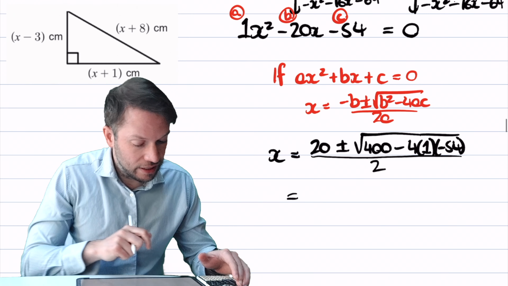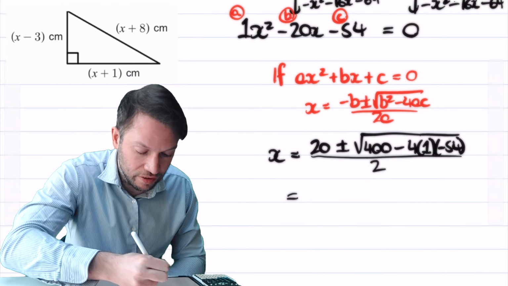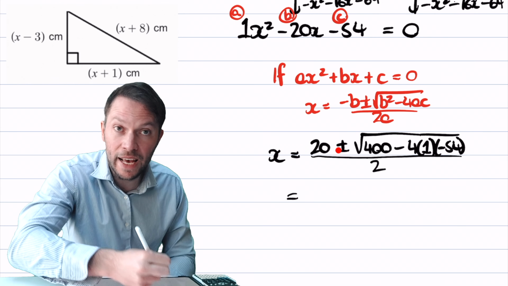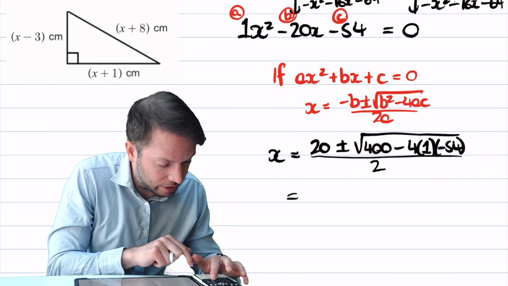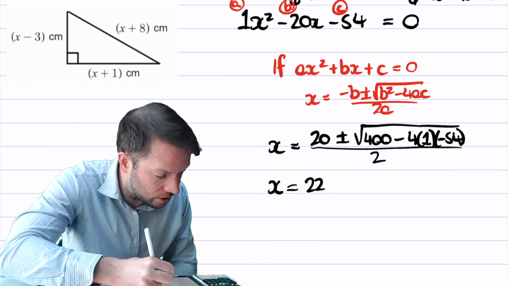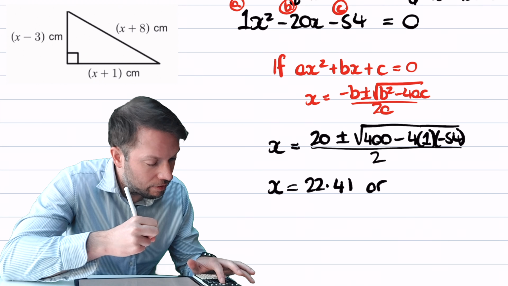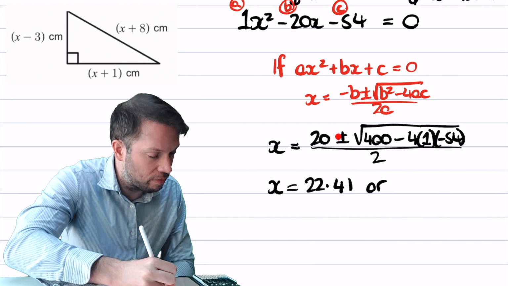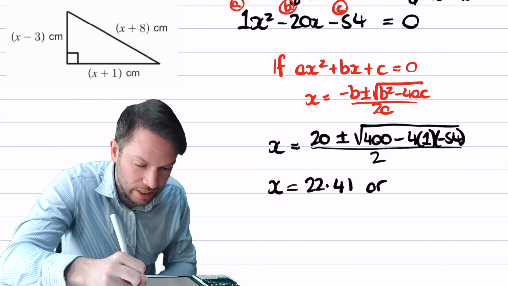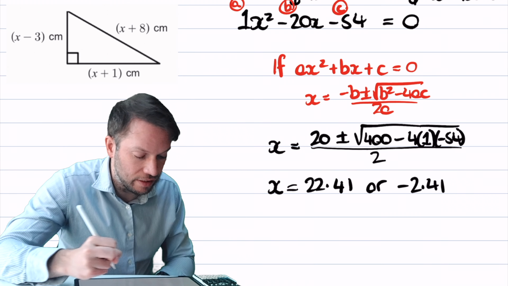Now, let's put that into our calculator. If I do it with the positive case first, because the plus or minus here means you can either add or subtract to get 2 different solutions. So if I do it with plus first, my calculator gives me 22.41, it says 2 decimal places. And if I do it with minus instead, my calculator gives me minus 2.41 to 2 decimal places.